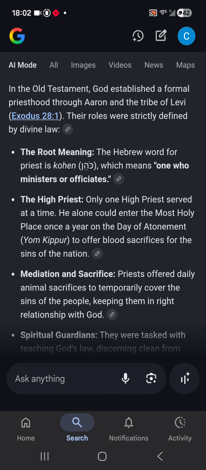The high priest: only one high priest served at a time. He alone could enter the Most Holy Place once a year on the Day of Atonement, Yom Kippur, to offer blood sacrifices for the sins of the nation. Mediation and sacrifice: priests offered daily animal sacrifices to temporarily cover the sins of people, keeping them in the right relationship with God.